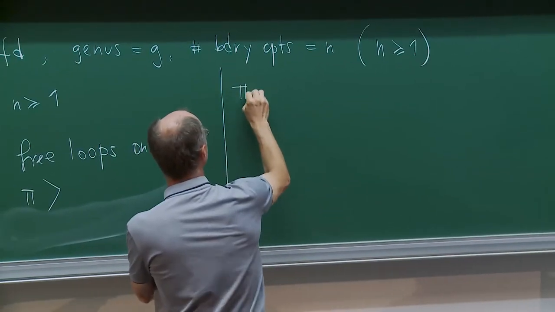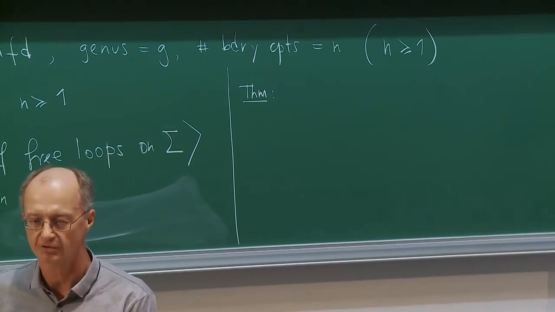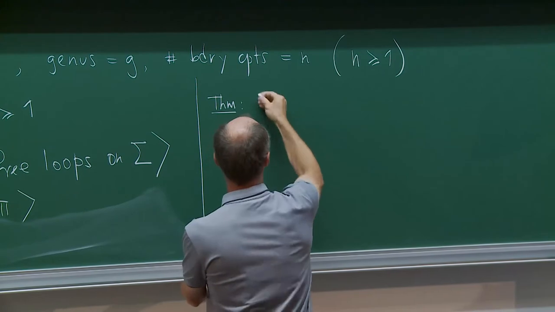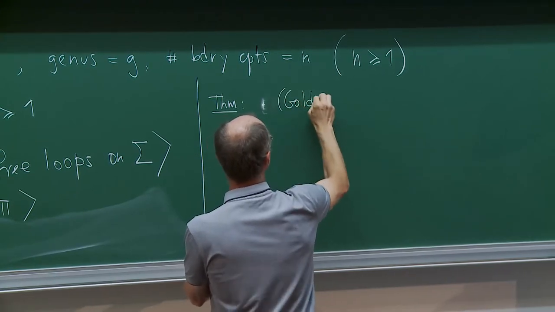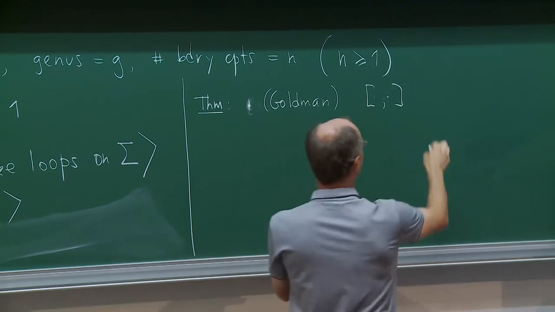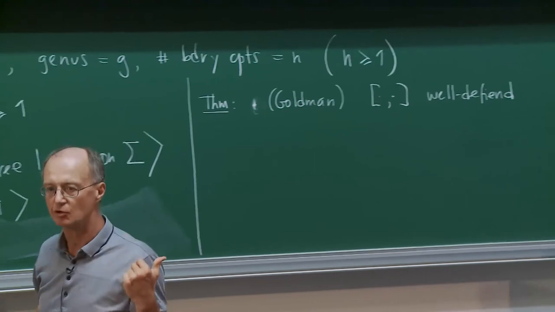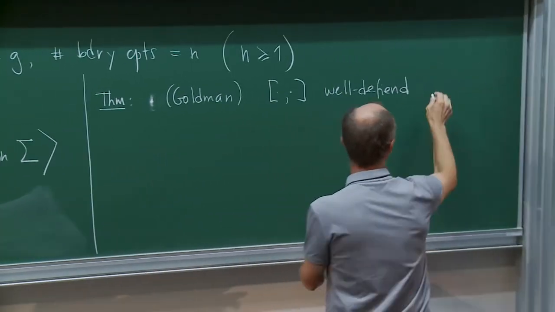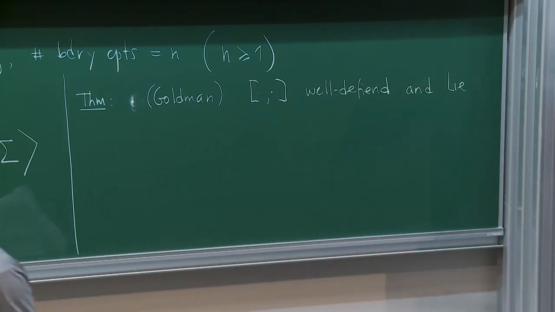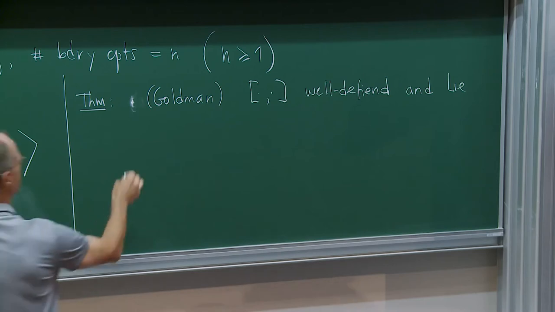So let me state a theorem, which is slightly false, and maybe I encourage you to catch me. So this is somewhat false. So first of all, due to Goldman, the bracket is well defined, which means it's well defined on homotopy classes. I defined it on representatives, but it's well defined on homotopy classes. And it's a Lie bracket. So it's skew-symmetric and satisfies the Jacobi identity. This is actually a very nice exercise to check.